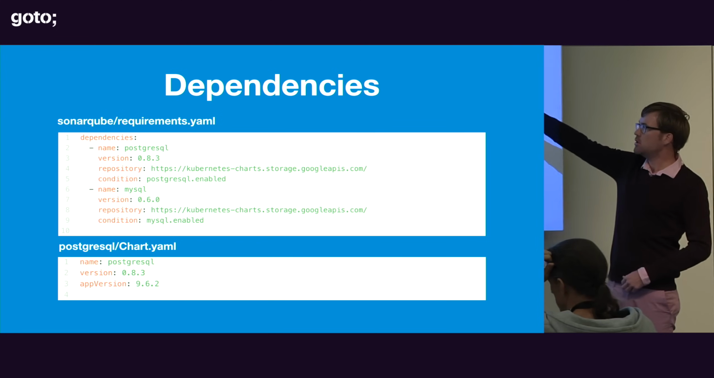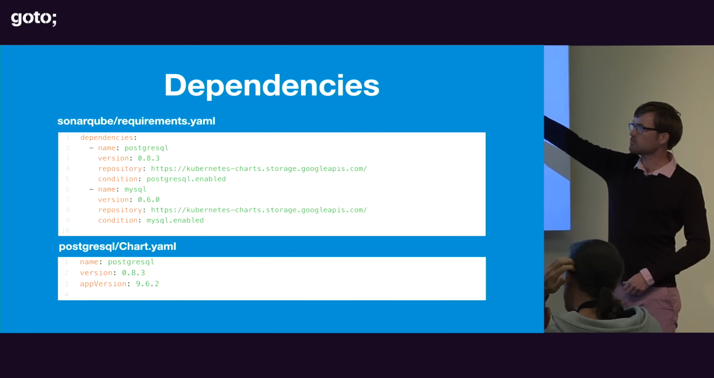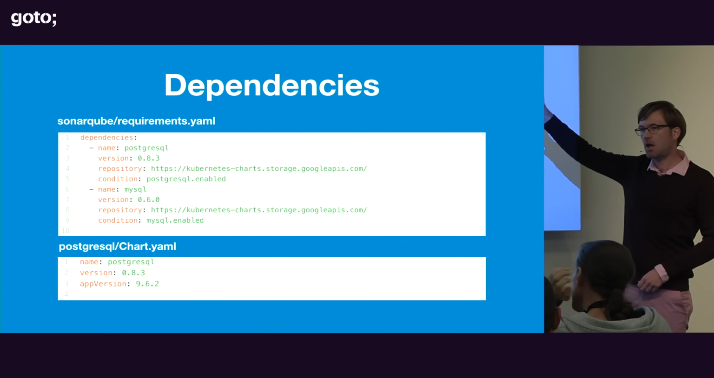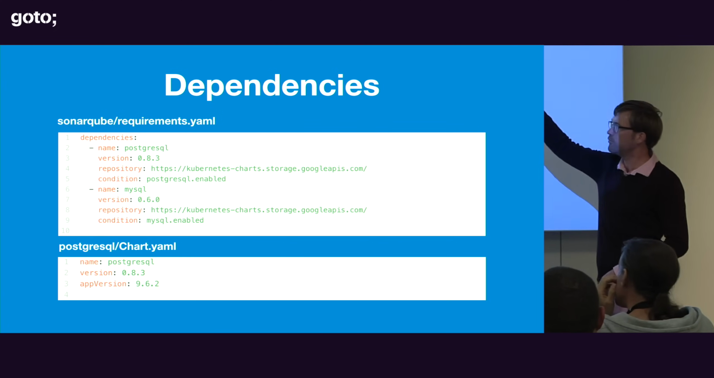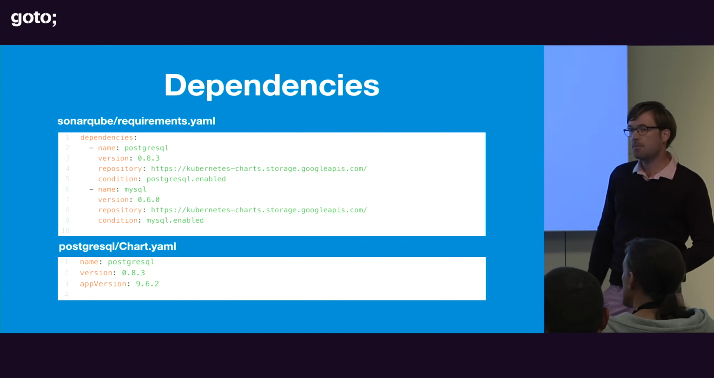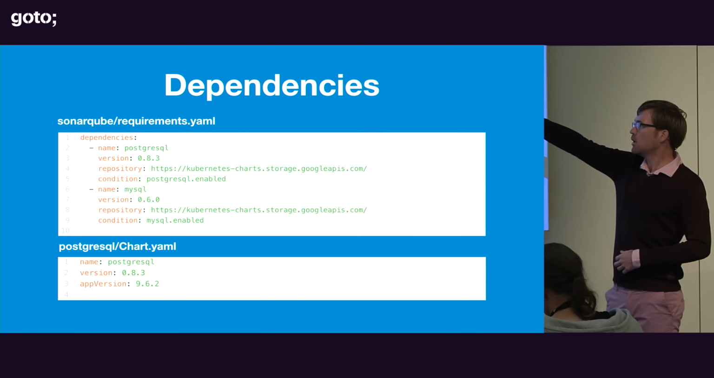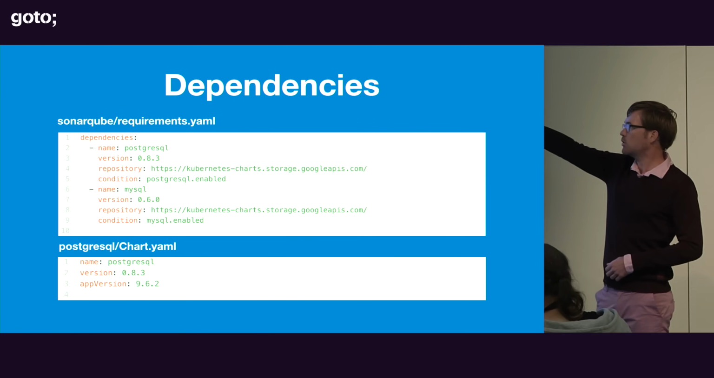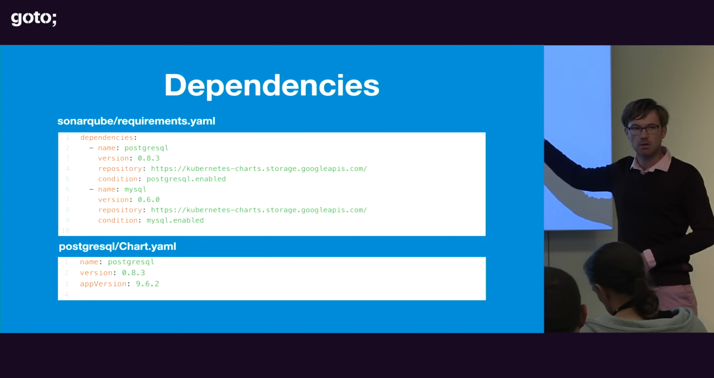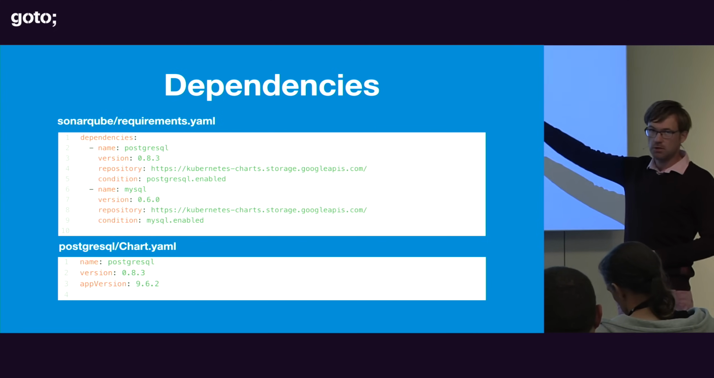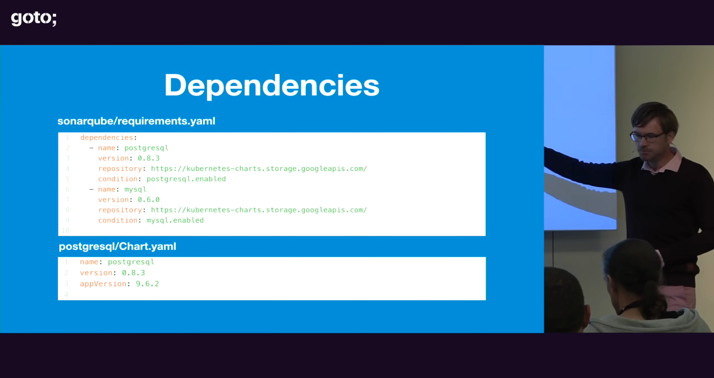And the nice thing about this is you can use conditions to specify which dependencies you want to load. So you can have a whole complex tree of dependencies, and then based on what kind of deployment you do, you can say, okay, enable Postgres.enabled. So you put postgres.enabled is true in the values file or on the command line, and then it will install that one, otherwise it will pick the other one.